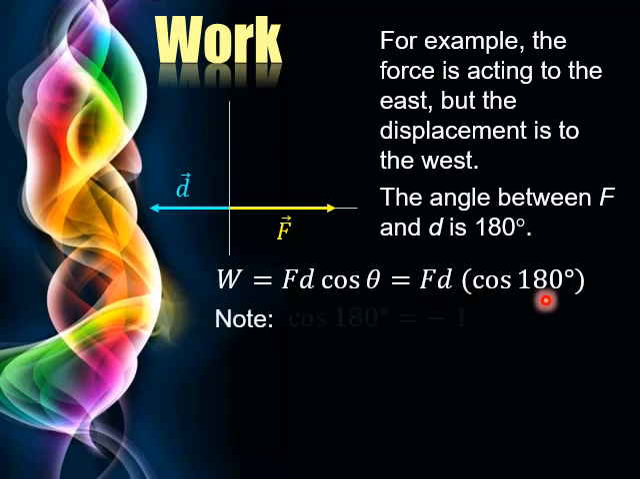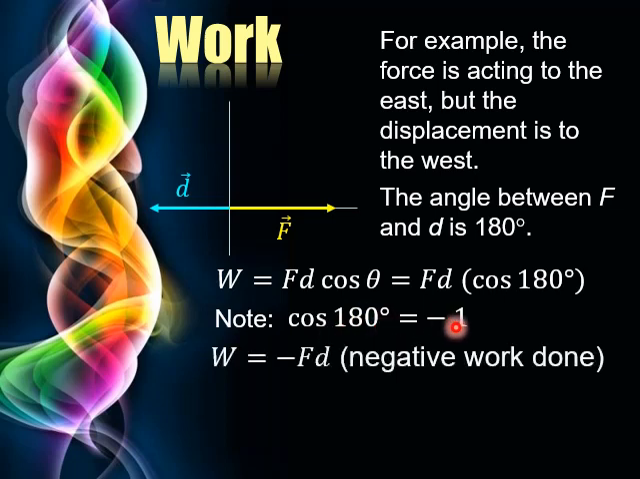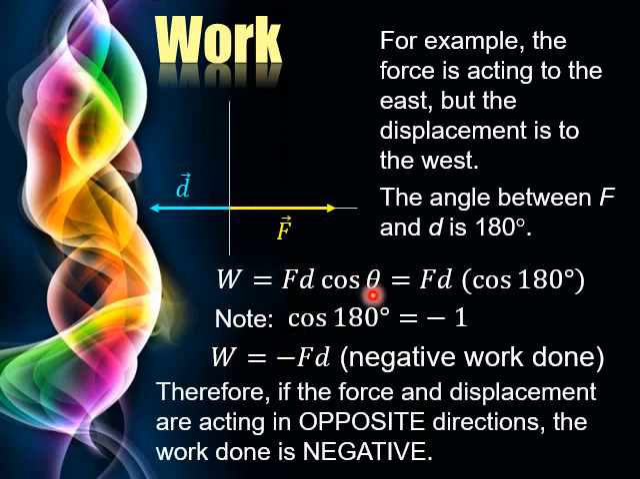But we know na pag kinompute mo yun sa calculator, cosine of 180 degrees is negative 1. Kaya pag sinubstitute mo dito, magiging negative 1 to. So therefore, pag sinimplify mo to, magiging work is equal to negative Fd. Or we also call this as negative work done. Okay? So, tanong, kailan nagiging negative ang work? So, based dito sa nakita nyong illustration, we can say that if the force and displacement are acting in opposite directions, the work done is negative. Okay, so ganun lang kasimple. Basta opposite directions ang force and displacement, ang work natin is always negative.